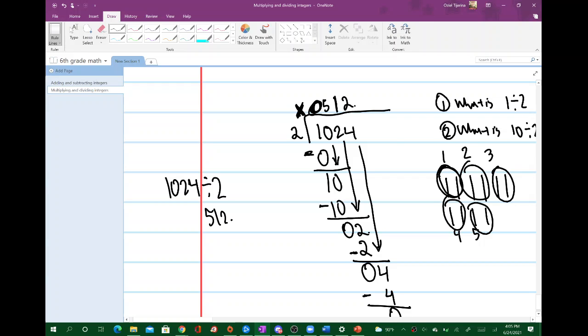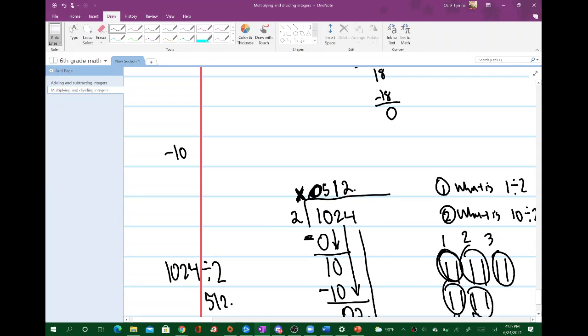And then my answer to this question, 1024 divided by 2, is 512. Now let's pretend, what if it was negative 1024 over 2? Well, like I said, a negative over a positive is always a negative. So this would really be negative 512.